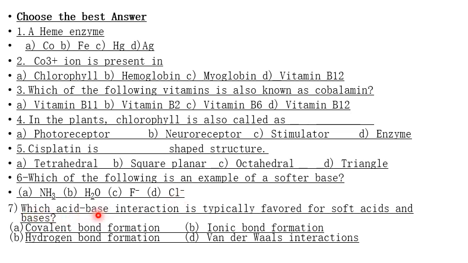Number 7. Which acid-base interaction is typically favored for soft acids and bases? Is it covalent bond formation, ionic bond formation, hydrogen bond formation, or van der Waals interaction?